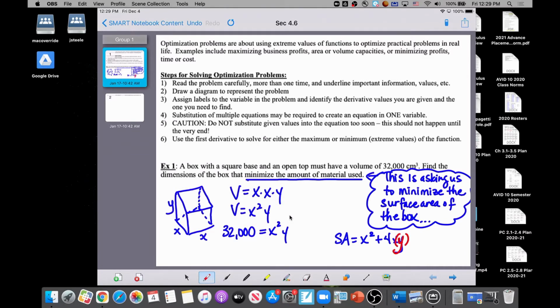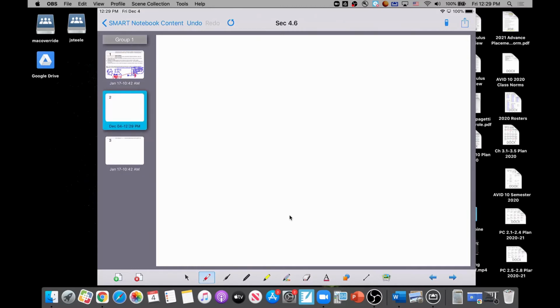If we solve this volume equation for Y, we have 32,000, make sure you don't drop a 0, divided by X squared equals Y. So I can take this 32,000 divided by X squared and substitute that into my surface area equation for Y. That makes my new surface area equation X squared plus 4X times 32,000 divided by X squared.